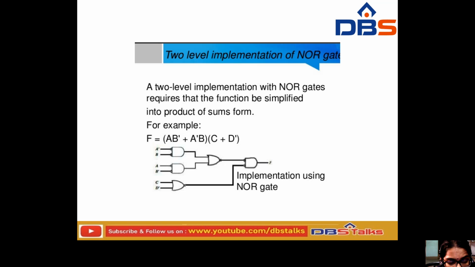If it is implemented like that, we have to take the product of sums, such that the function should be simplified. The two-level implementation with OR gates requires the function to be simplified into a product of sums. For example, we have already seen this example of how we are going to connect using the NOR gate. Okay.